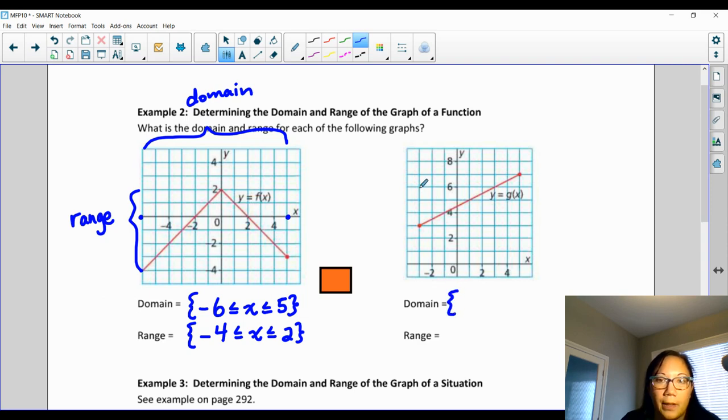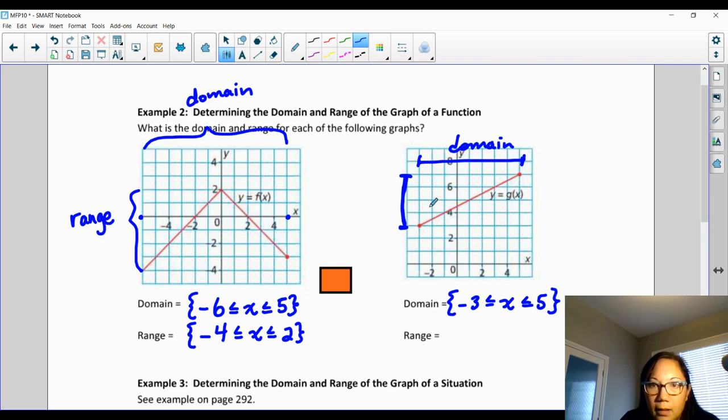Okay, so let's do the same thing over here. So this time the domain would be going from here all the way to here, and the range will be going, well, I guess maybe I should start the smallest from here all the way up to here. So the domain, pardon me, is always the across part. So that went from -3 all the way up to 5. And the range goes from 3 all the way up to 7.